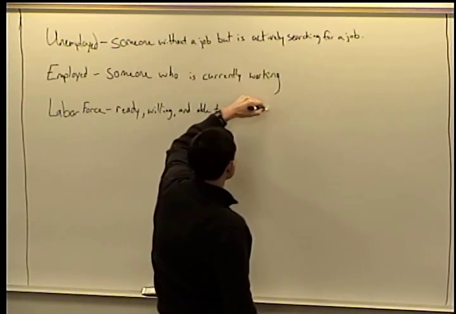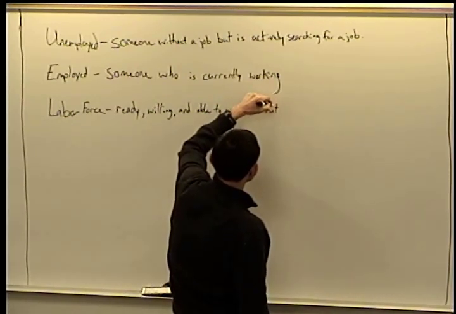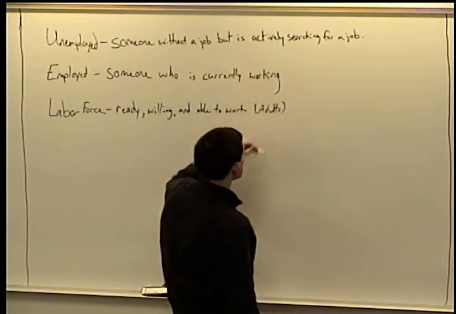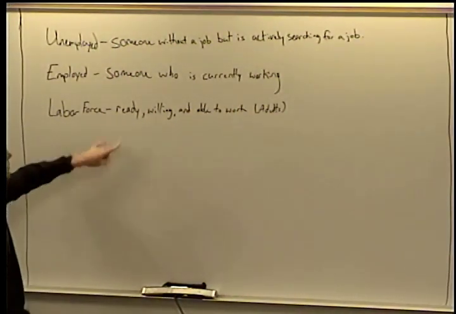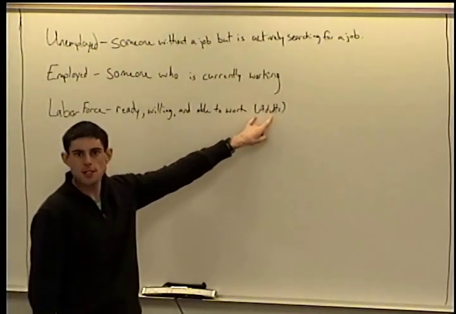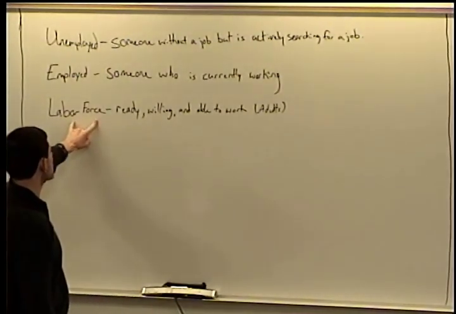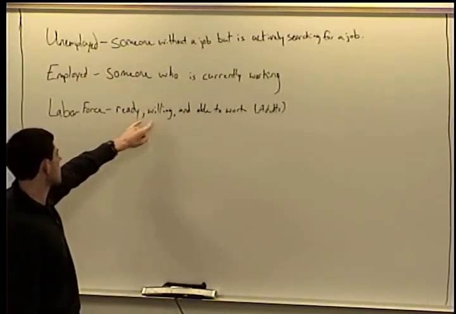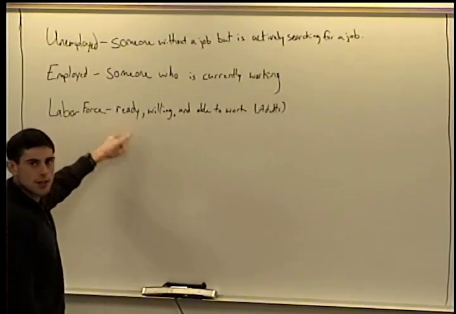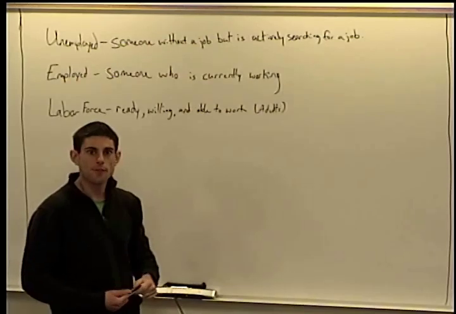And we're considering among adults here. So when we say adults, we mean people who are 16 years or older. So people who are ready, willing, and able to work, if they're 16 and older, these are going to be the total people who want a job, right? Because if they're willing, able, and ready to work, that means that they probably want a job at that point.